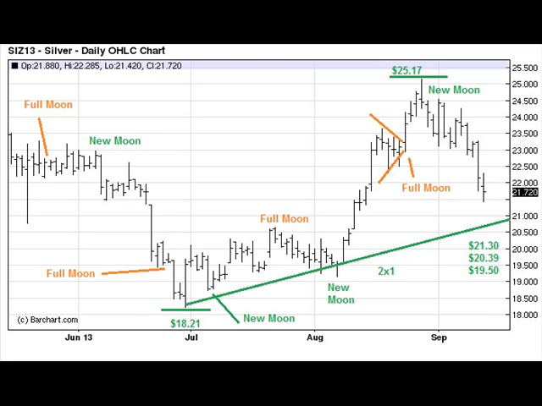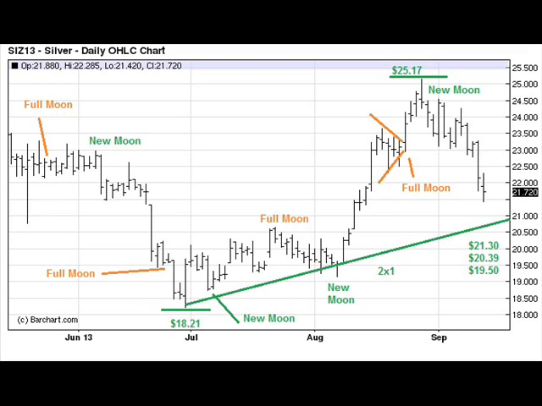So now using 18.21 as a start, we can run through some iterations and we can look next for lines of overhead resistance. One of the numbers that pops out of the calculations is $25.18. Look at what happened in August. We hit $25.17. So again, accuracy is spot on.